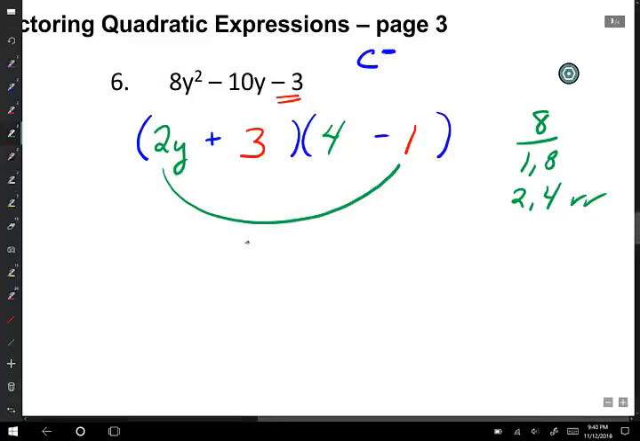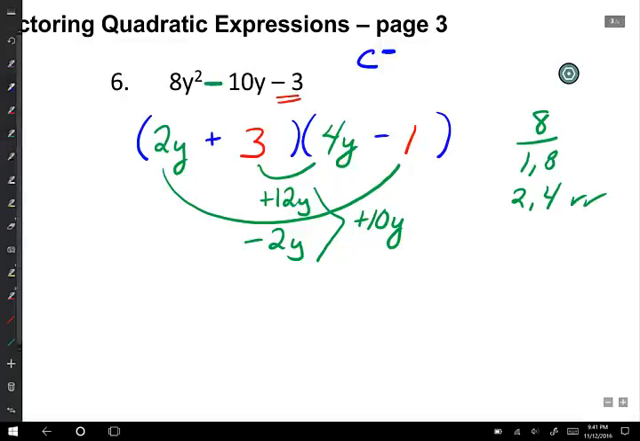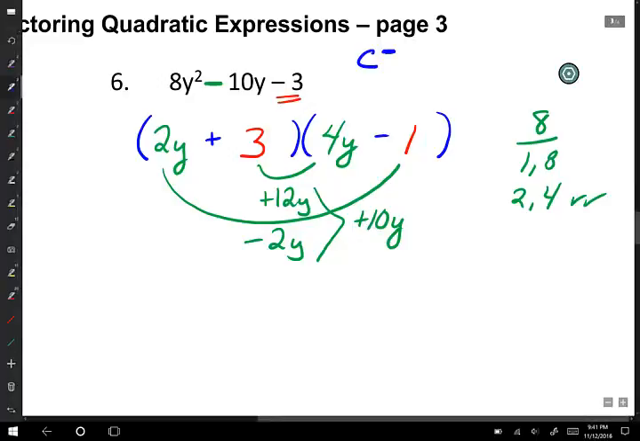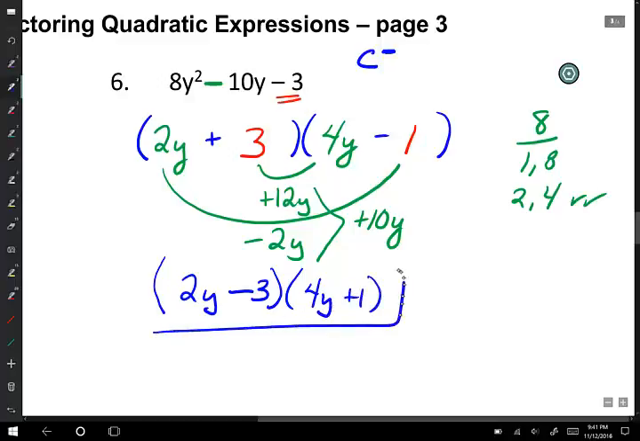Outside, negative 2y. Inside, positive 12y. Now I just noticed that I forgot to put the y there. We add these together, and we get positive 10y. Well, here, that is the opposite of what we want, because we want a negative 10y. When you have an answer that has the opposite middle term of what you want, you switch the signs. So what I mean by that is my answer is 2y minus 3 and 4y plus 1. And so there we go.